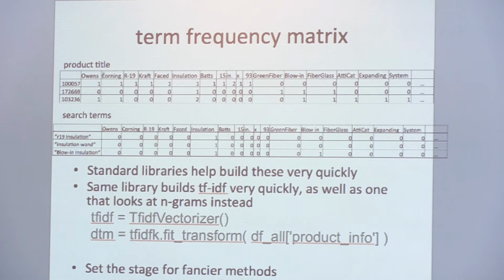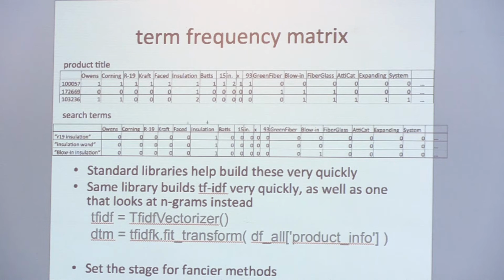So you build a matrix which is all of your products, let's say. This is a product ID, and then the columns of your matrix are all of the words in your vocabulary. For the product, the ijth part of the matrix is how many times that word turns up in the product description. You can see Owens Corning R19 craft faced insulation bats is in here. Owens Corning is in this product, and it's something else, insulation blow-in or something like that. So you build this giant matrix of the occurrences of words.